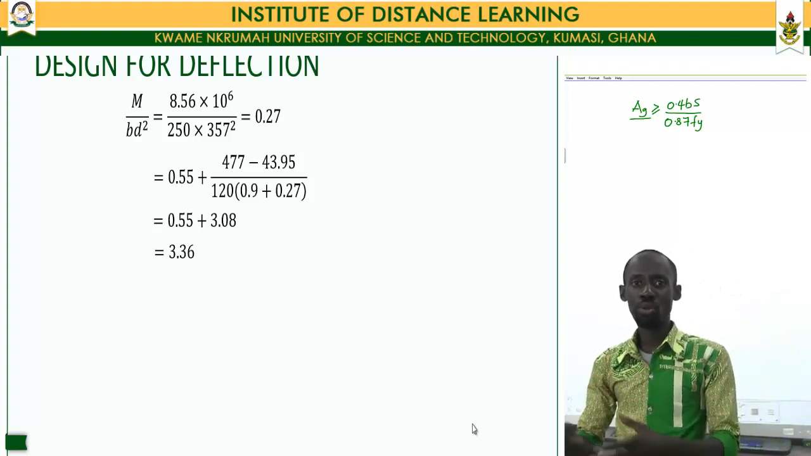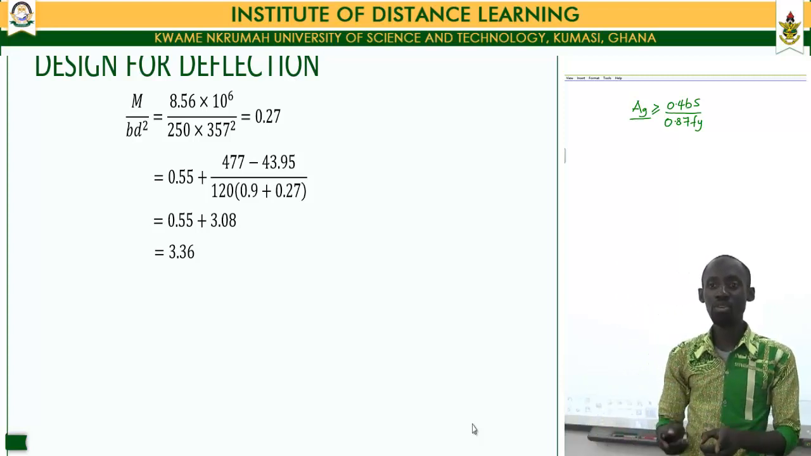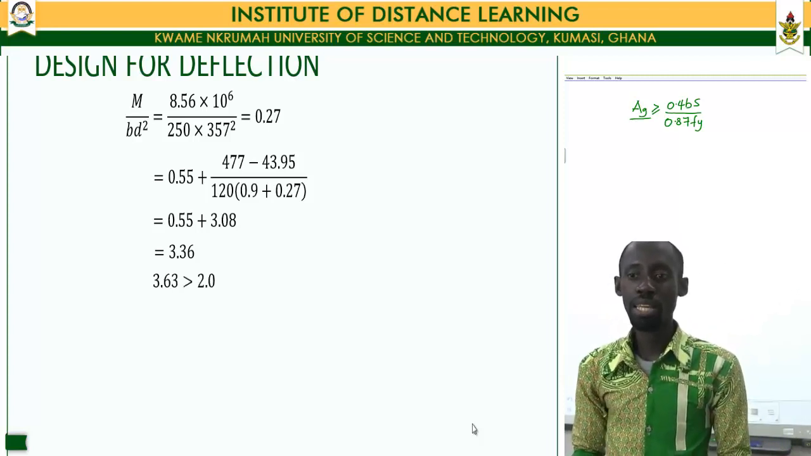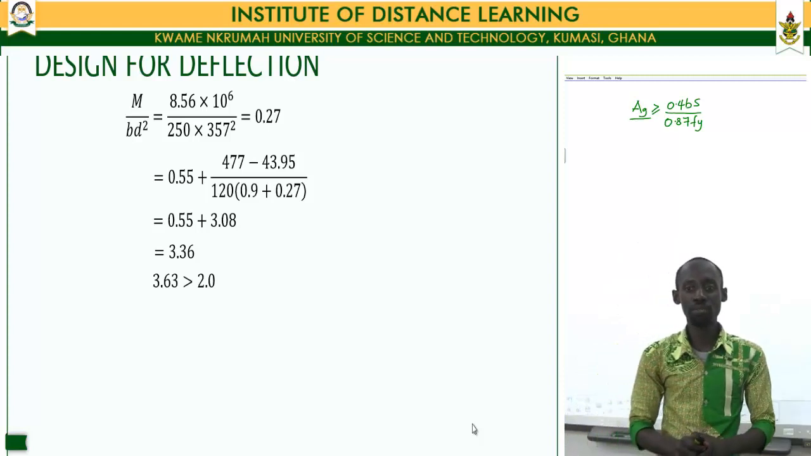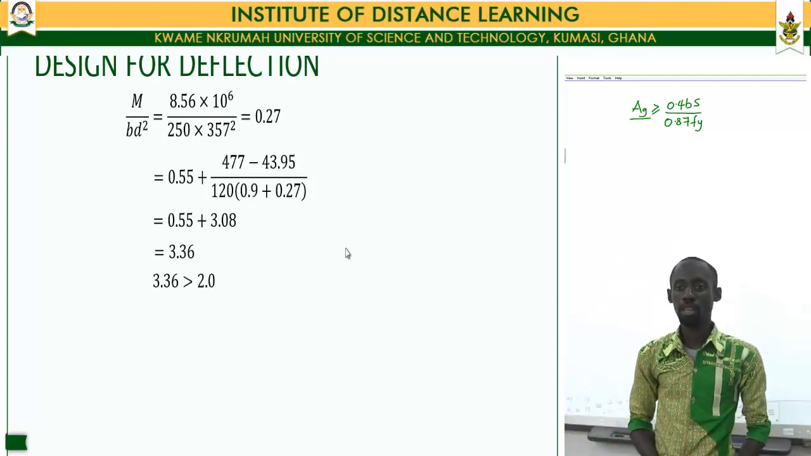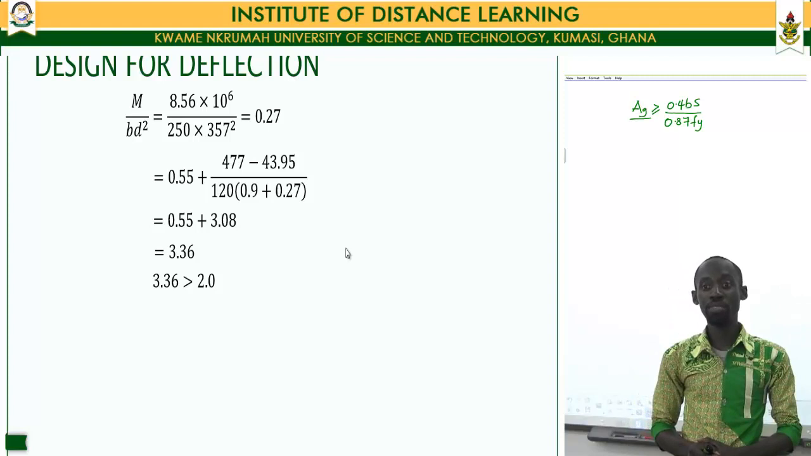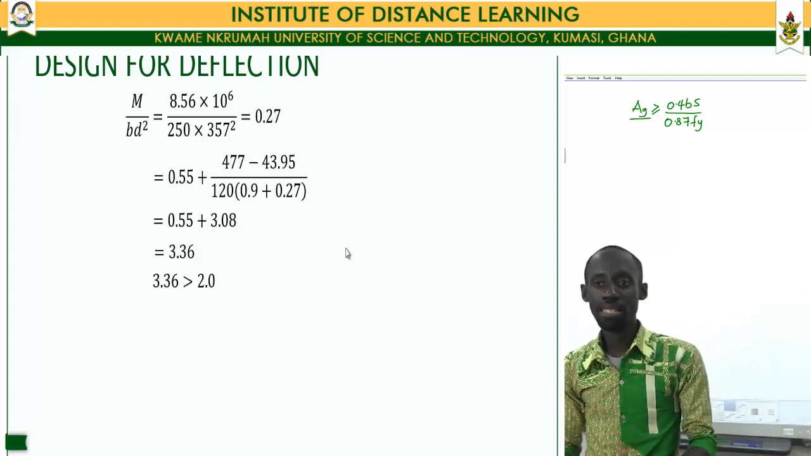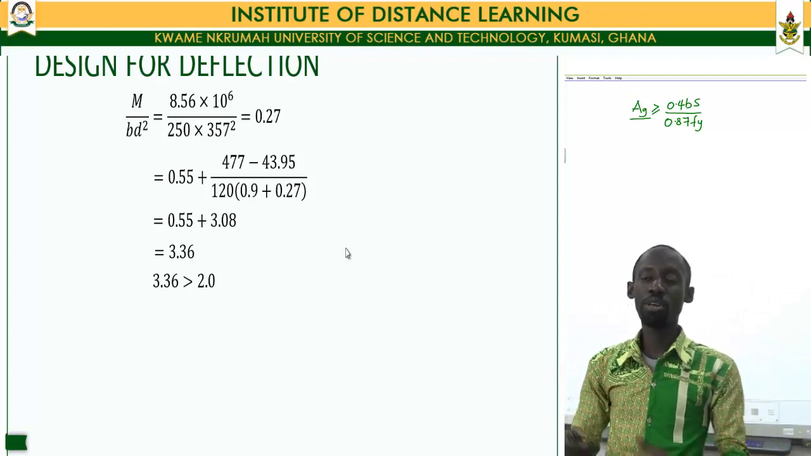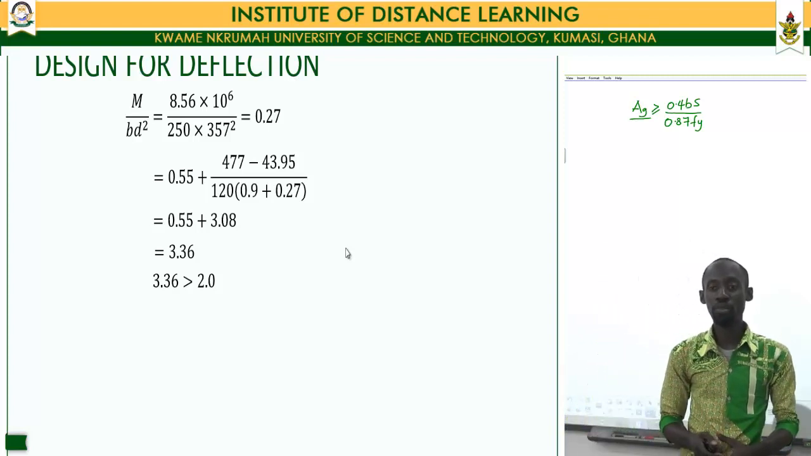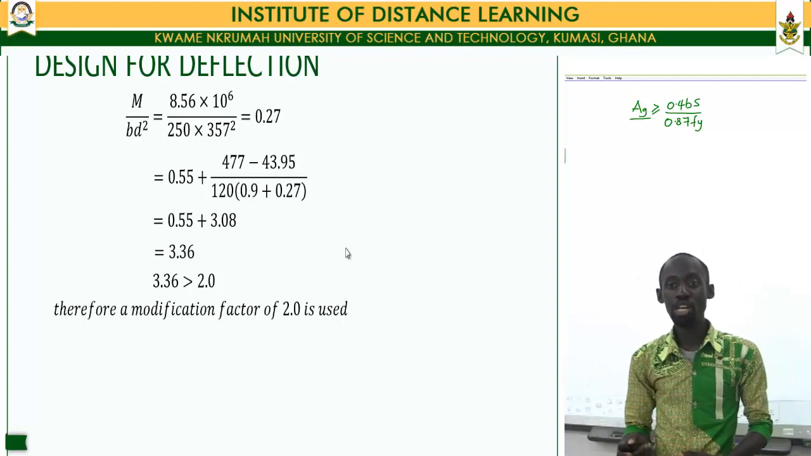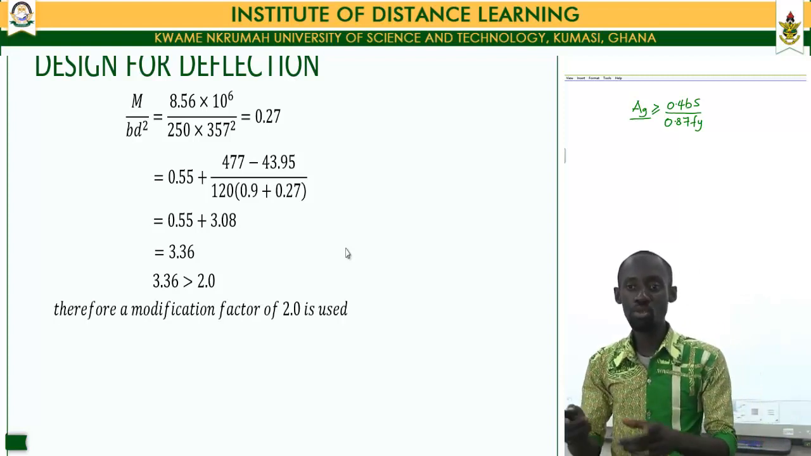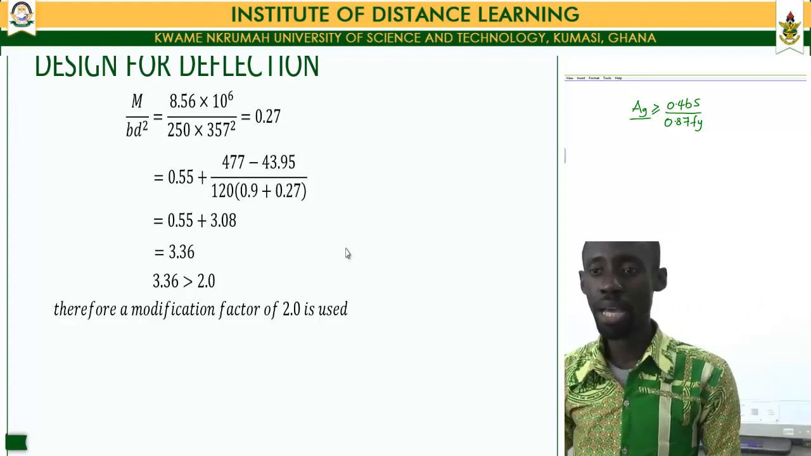But just as we realized while we were doing the slab design, under no circumstance should our modification factor go beyond the value of 2.0. But then it seems our modification factor that we've calculated exceeds that. From the analysis we just went through, our modification factor has a value of 3.36, in which case we are supposed to drop the 3.36 that we have calculated and make do with the 2.0, which is being provided by the BS code.